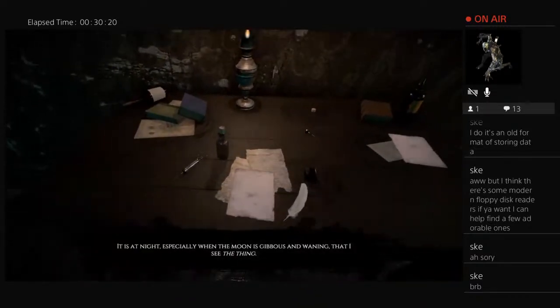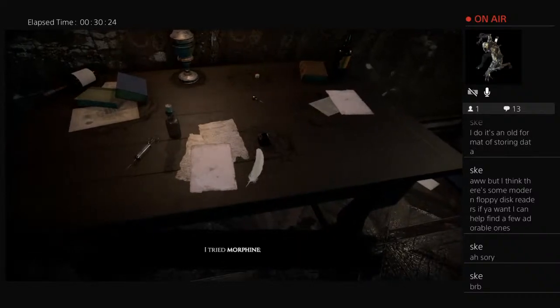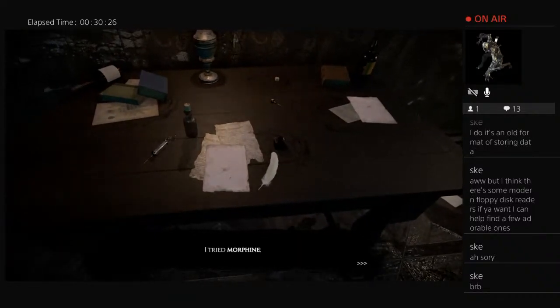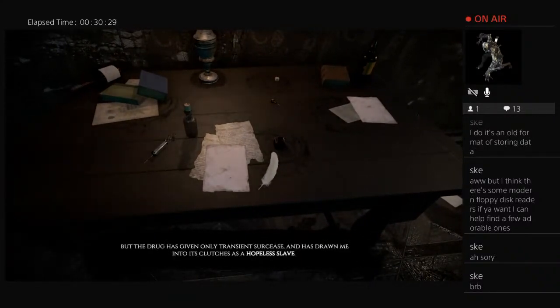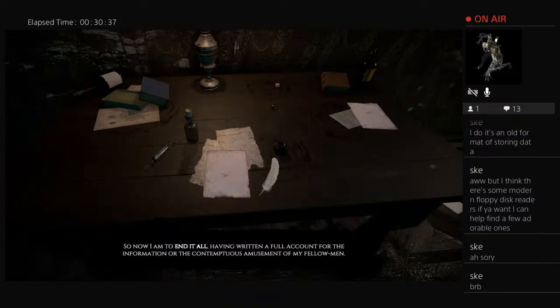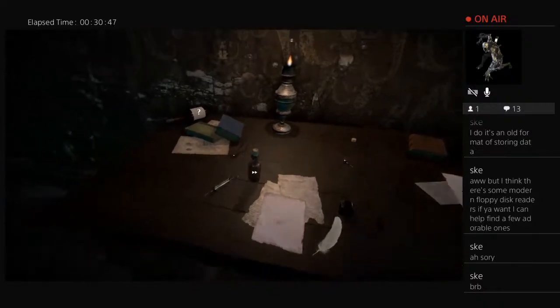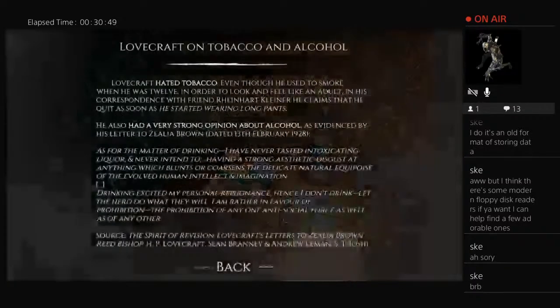I tried morphine, but the drug has given only transient surcease, and has drawn me into its clutches as a hopeless slave. Now I am to end it all, having written a full account for the information or the contemptuous amusement of my fellow men. Well, that was a good thing.